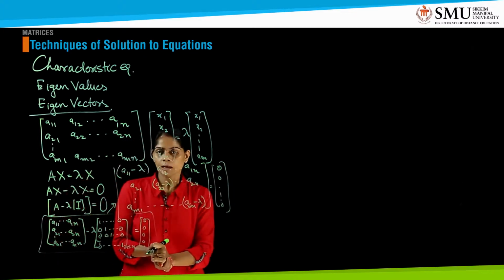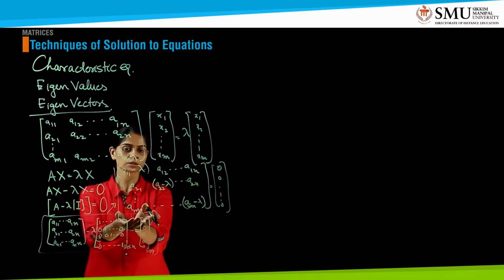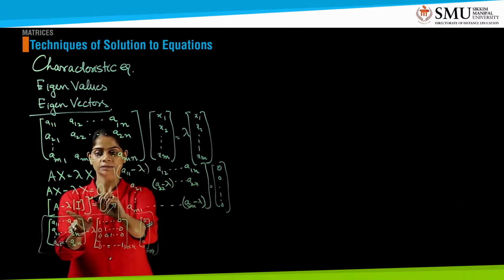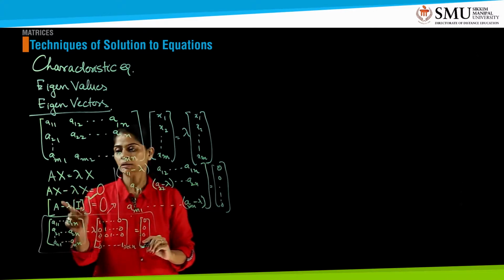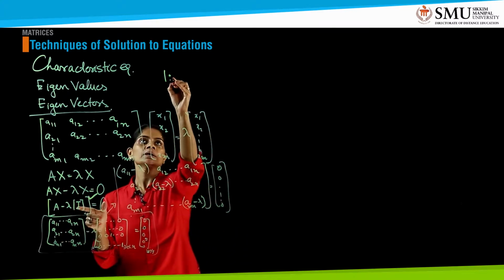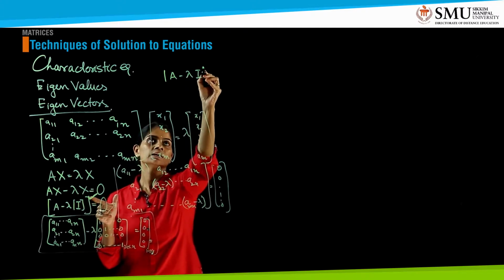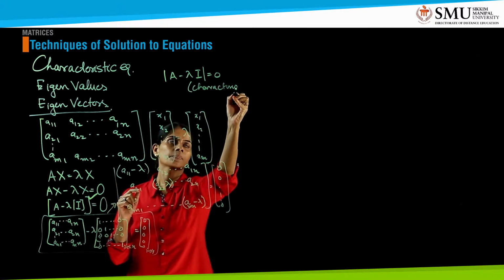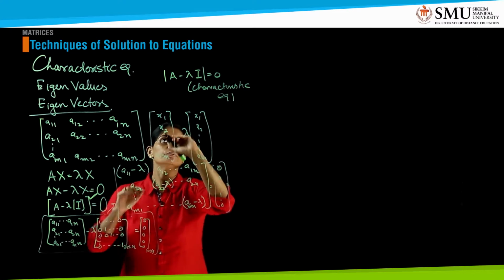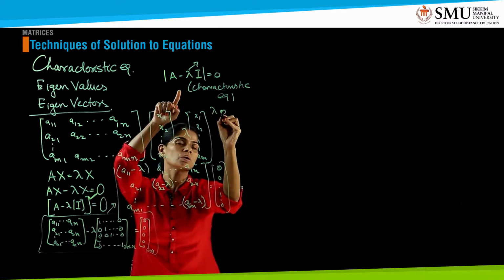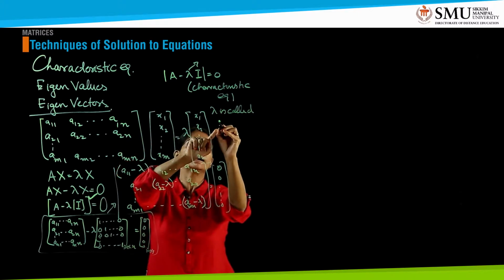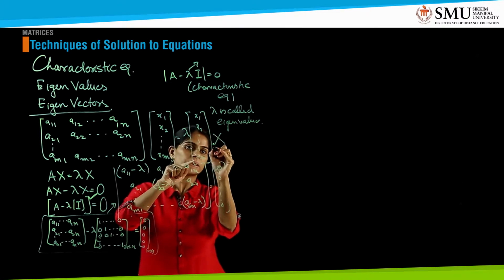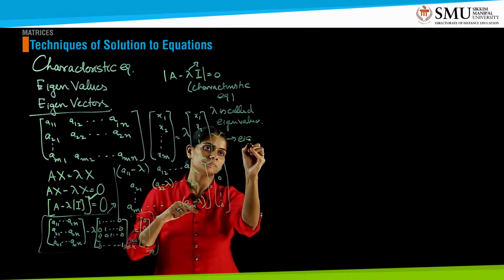Okay, fine. Now this expression is giving you an equation. This is called the characteristic equation. So the determinant of A minus lambda I equals 0 is the characteristic equation, where this lambda is called the eigenvalue of that characteristic equation, and this capital X is called the eigenvector.